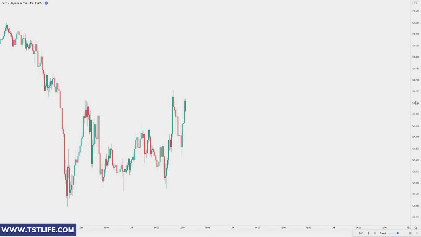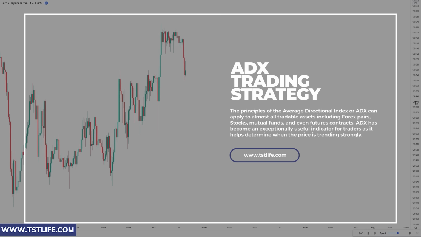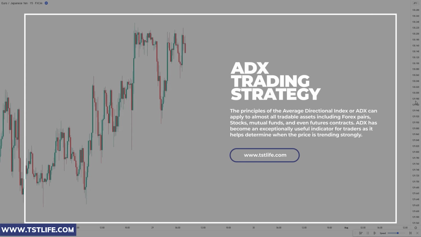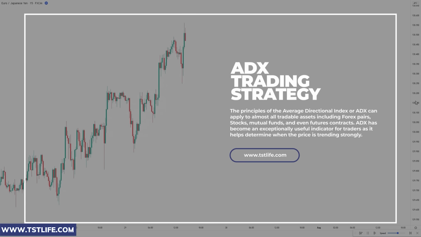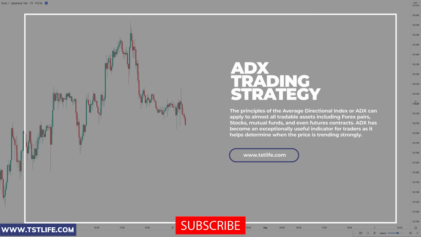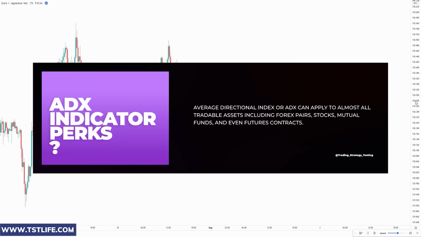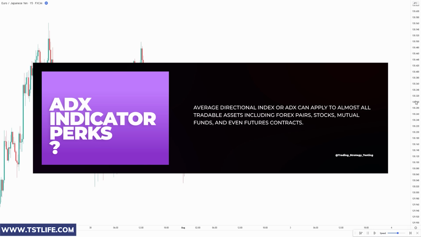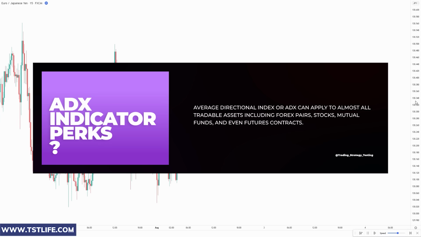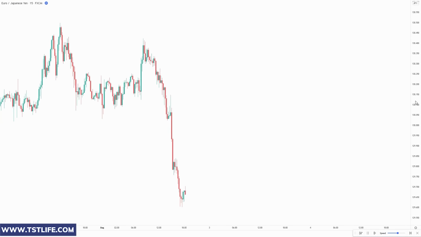The principles of the Average Directional Index, or ADX, can apply to almost all tradable assets, including Forex pairs, stocks, mutual funds, and even futures contracts. ADX has become an exceptionally useful indicator for traders as it helps determine when the price is trending strongly. In many cases, it's the ultimate trend indicator. After all, the trend may be your friend, but it sure helps to know who your friends are.